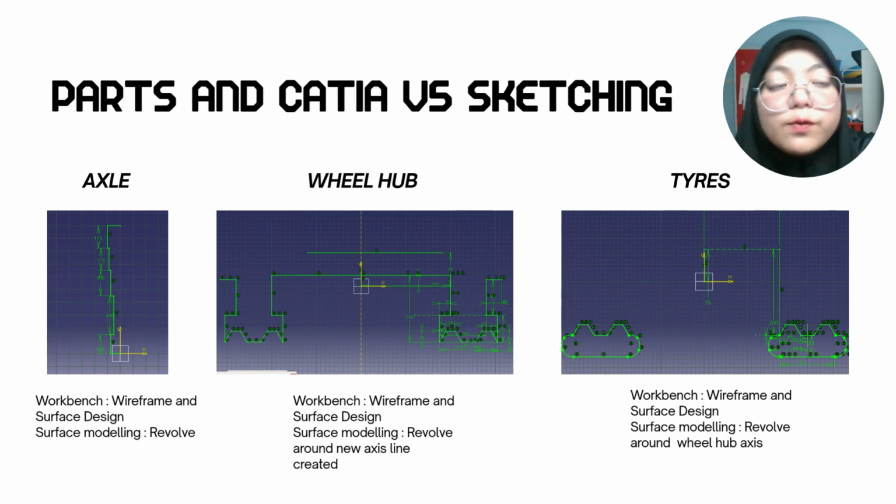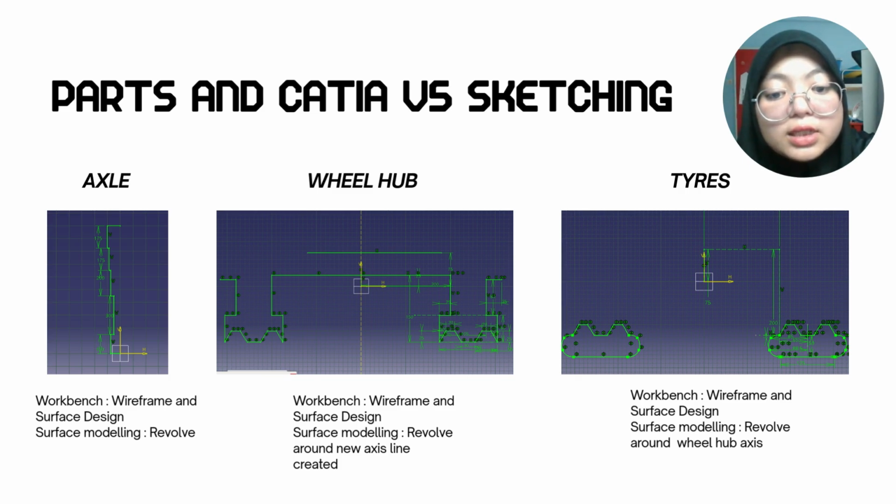The sketches of all three parts are drawn to show their shape and key features before creating the ISO standard mechanical drawing. The axle is sketched along the side view centered on the center line, as it will be revolved to form a cylindrical shape. The wheel hub is sketched below the axle, showing the profile from left to right, and will also be revolved around the existing line that was created.